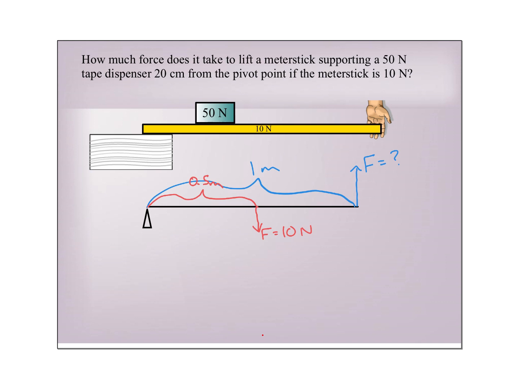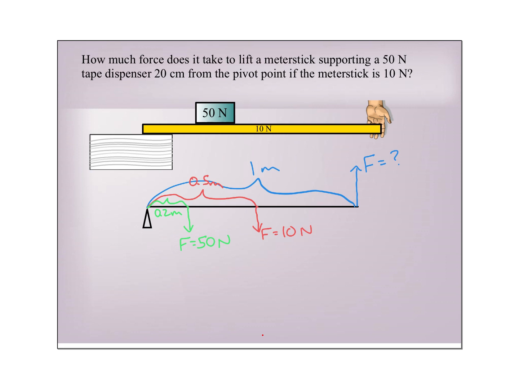Now, the tape dispenser has a force, a weight of 50 newtons, and we're told up in the problem that it's 20 centimeters from the pivot point. 20 centimeters would be 0.2 meters, so that's what I'm going to include there.